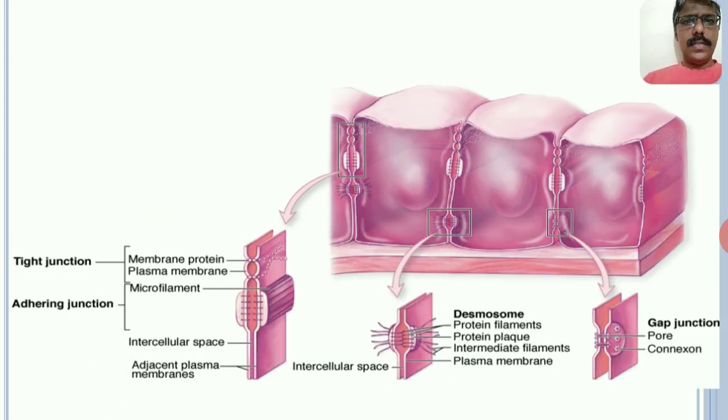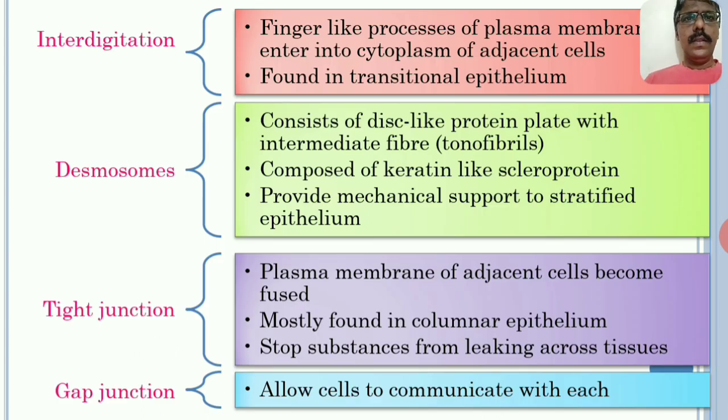Next, this is the structure of tight junction and adhering junction of the cells of the tissues. Here, interdigitization: finger-like projections of plasma membrane enter into cytoplasm of adjacent cells, found in transitional epithelium. Then, desmosomes consist of disc-like protein plates with intermediate fiber. They are also termed as tonofibrils, composed of keratin-like scleroprotein, and provide mechanical support to stratified epithelium.